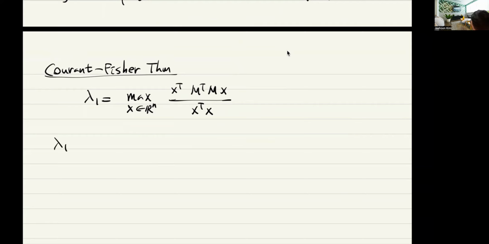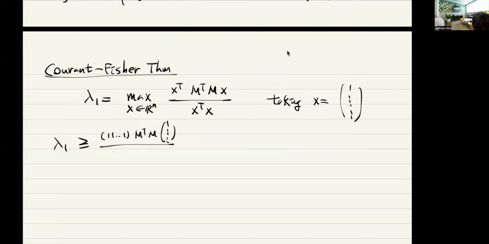And from here, what do we know? By taking x as the all-one vector, then because of this maximum condition, lambda 1 is at least the Rayleigh quotient of this vector 1, 1, dot, dot, dot, 1. So that is 1 transpose M 1 divided by 1 transpose 1, and you do that, this is n. M, sorry.